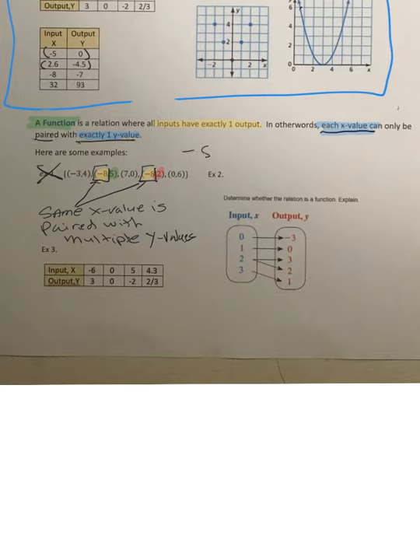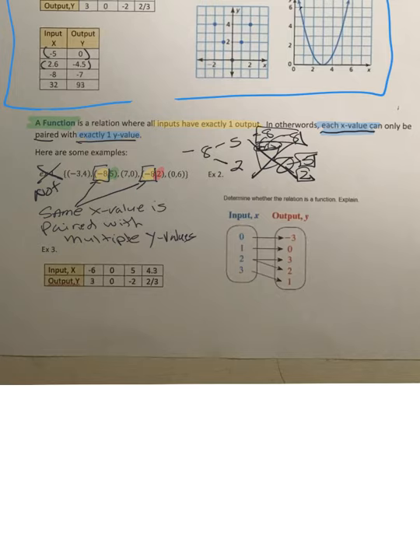And here we've got -8 being paired to 5, and we have -8 being paired to 2, and that's a broken machine. You can't have -8 going into the machine, and then you get a 5 coming out, and then you put -8 back into the machine, and then you have a 2 coming out. You can't have the same number going in and having 2 different numbers coming out. That is a broken machine. That is not a function.